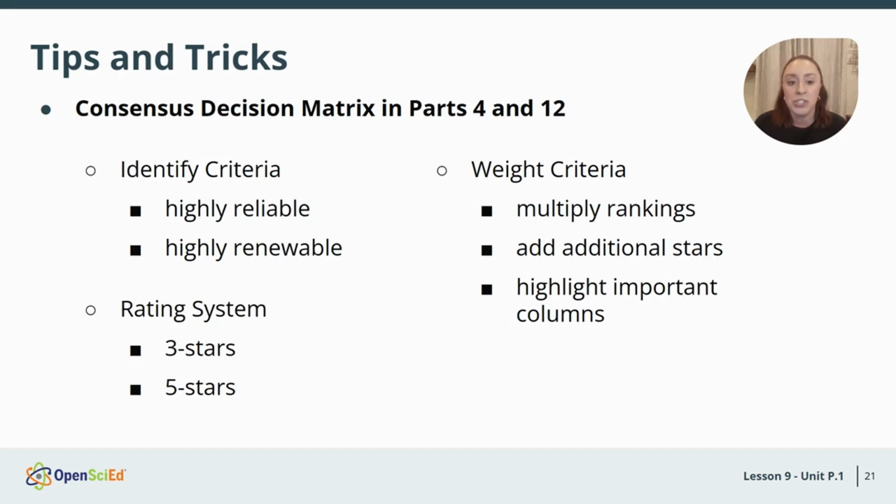Do I want to use stars? Do I want 3? Do I want 4? Do I want to use check marks? Again, it doesn't matter, whatever makes sense to that group of students. And then when we weigh the criteria, the teacher's guide does have some suggestions. You could multiply rankings, for example, if everything that had the highest priority, number 1, you're multiplying by 2, and the second one you're multiplying by 1, or you're just giving additional stars to the ones that you find important, or just highlighting them on the matrix. Again, you just want to find a way to make these stand out.